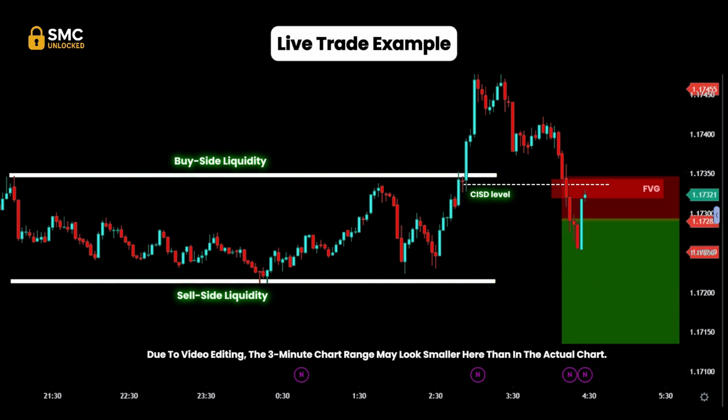Step 7. Target and risk management. For targets, always stay on the safe side. We aim for at least 1 to 4 risk to reward, which is both realistic and consistent. This ensures we protect our capital while still capturing strong moves. And that's how the full strategy works, step by step with a real chart example.